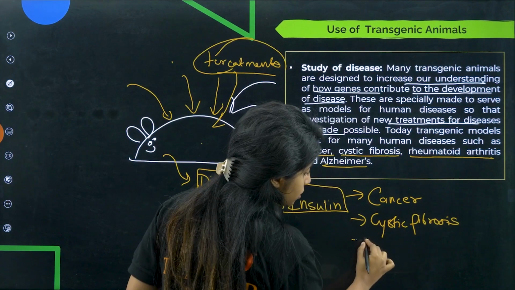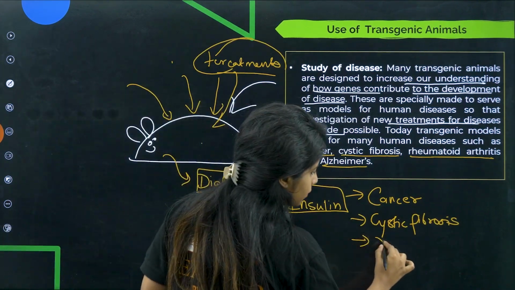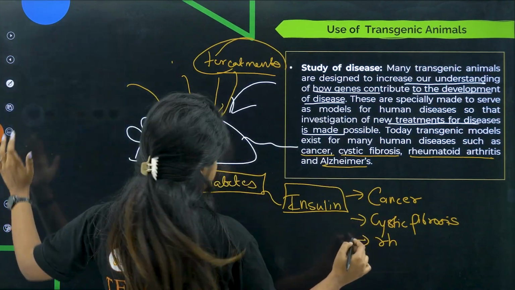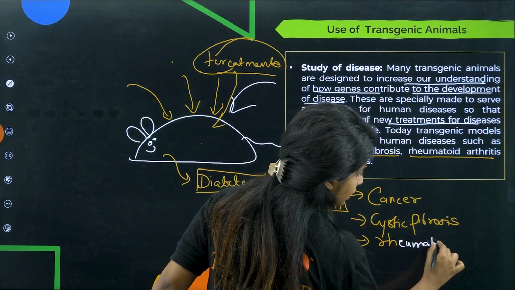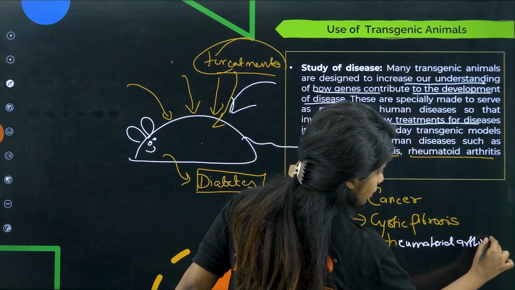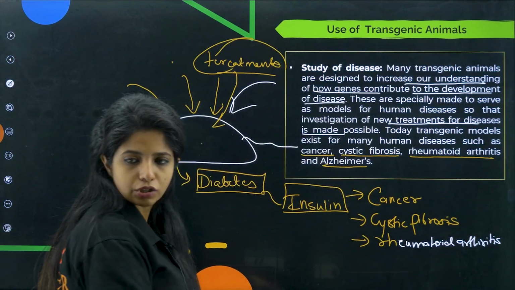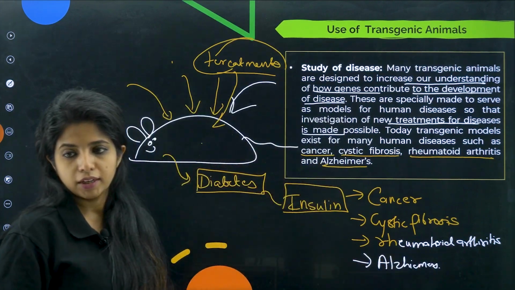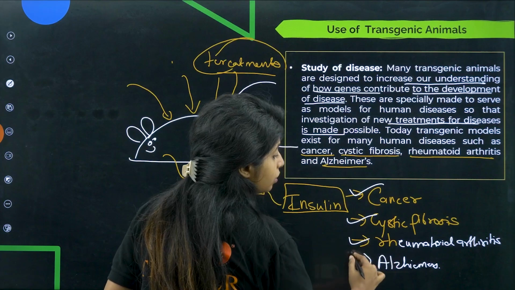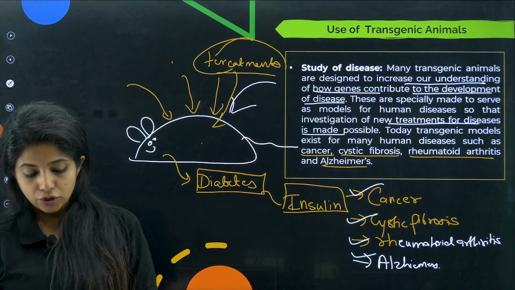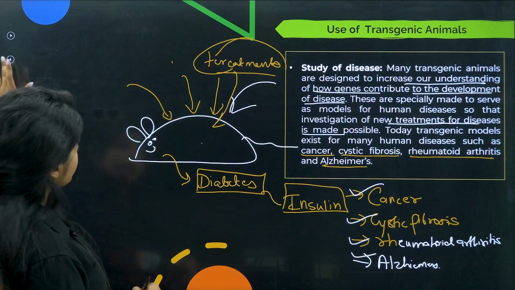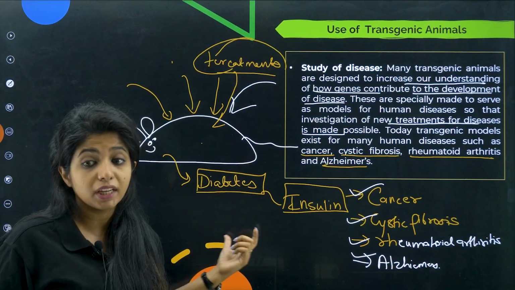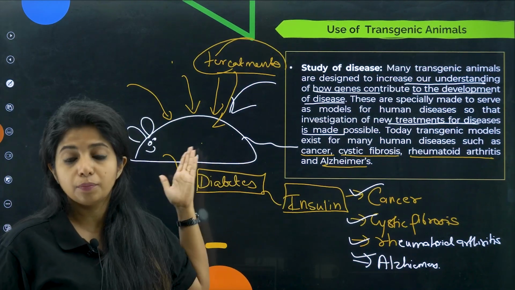We studied in genetics about cystic fibrosis, right? Next thing is rheumatoid arthritis. We studied in human health and diseases about rheumatoid arthritis. It's an autoimmune disease wherein the joints and all start paining way too much. And Alzheimer's, where you tend to forget a lot of things later on. So these are the things where transgenic models were used to study the disease very effectively. So studying the disease is also important. So you got to know the role of the gene, children. Then you got to know how we can use different treatment methods, or what actually causes the disease and what can I do to cure the particular disease as well.